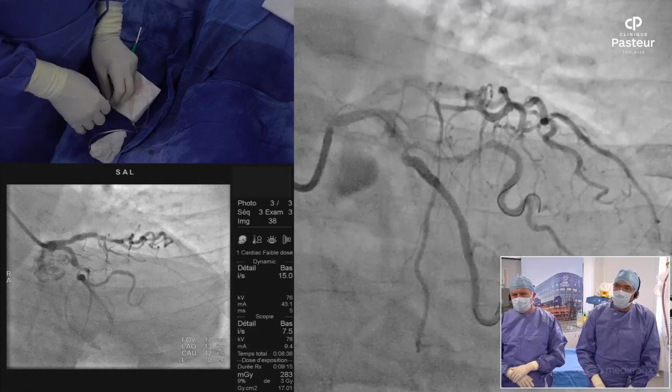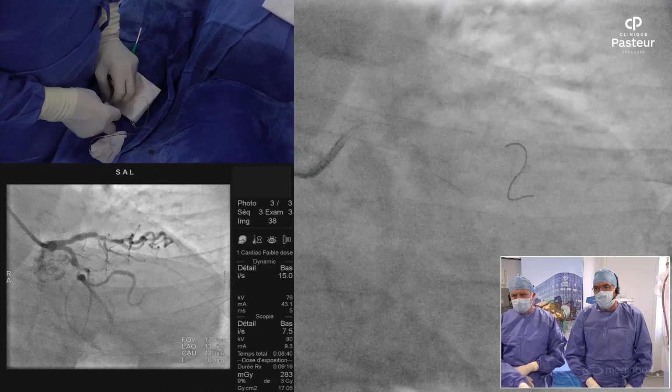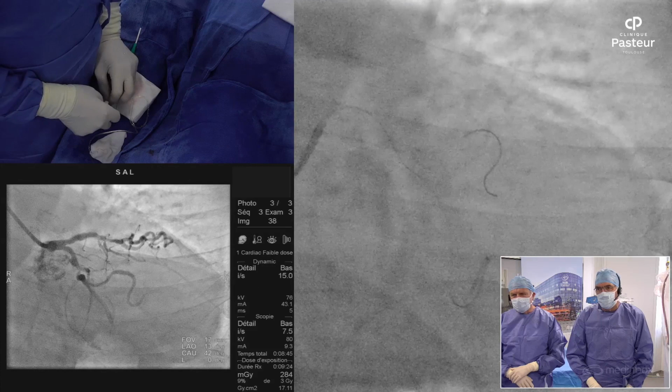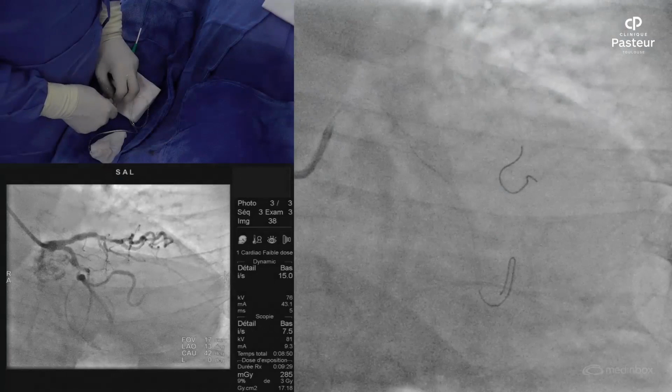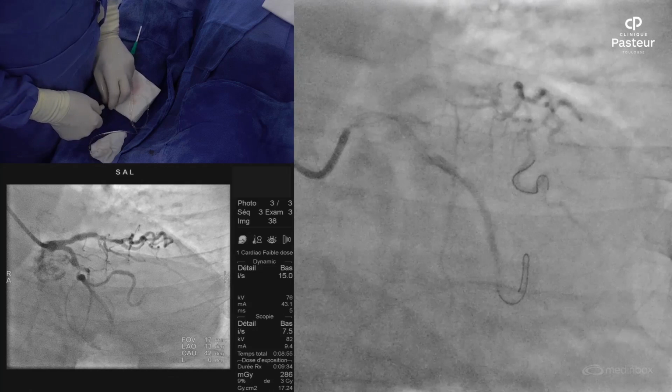So we try to have a better position, try to place the wire in the real distal segment. But you see that... Not easy, because now we have lost the distal shape of the wire. Sometimes you can advance a microcatheter and then do it. But I think that here, it's okay.